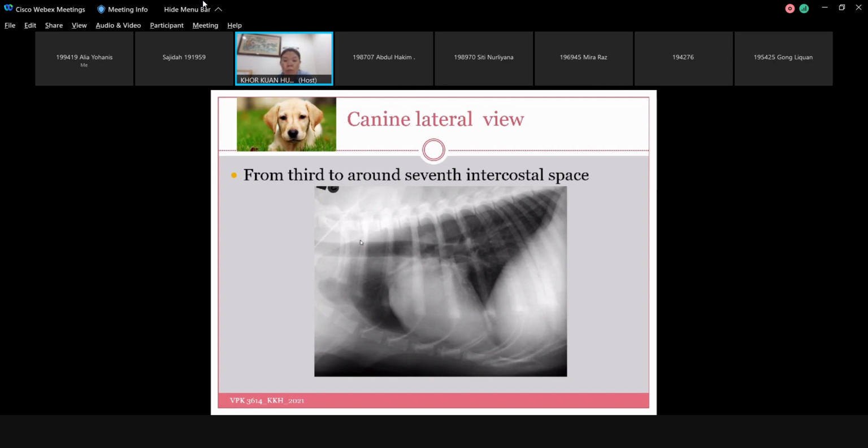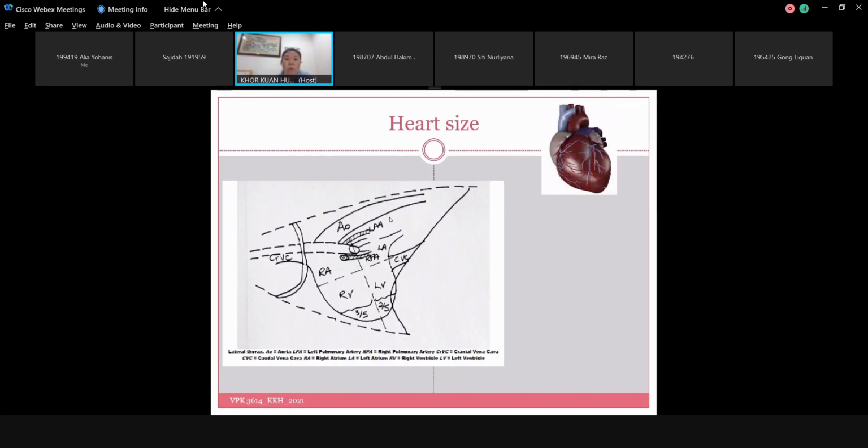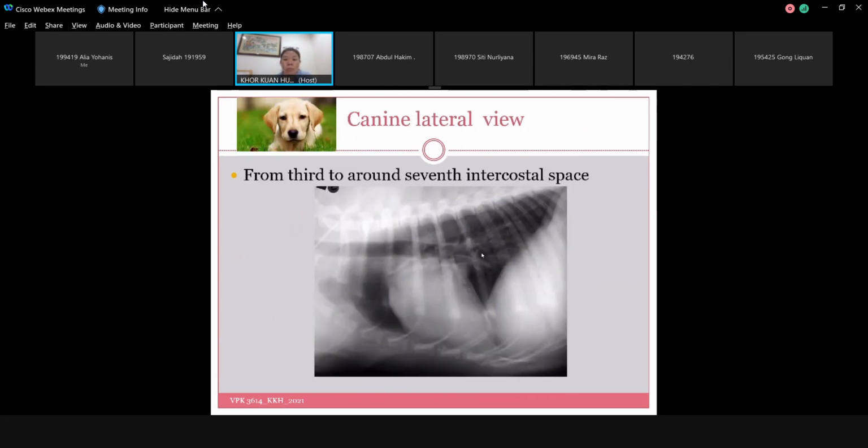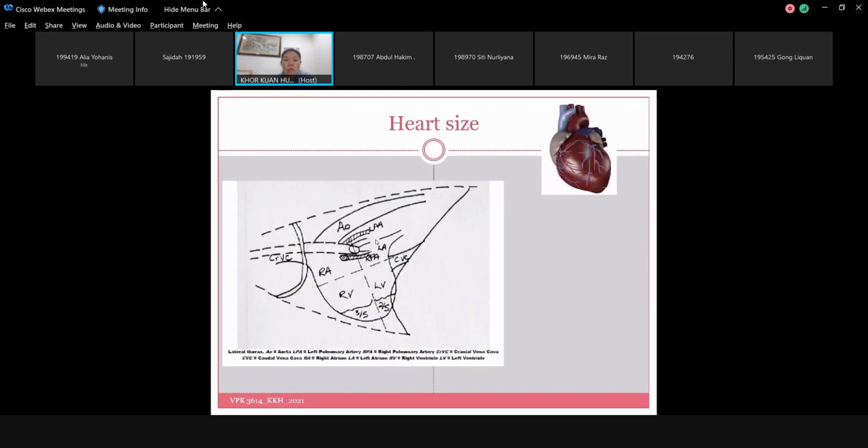Radiolucent or radio-opaque? Black means what? Radiolucent. White means you get radio opacity. Okay. So now that you have seen this, now let's go to cranial vena cava, caudal vena cava.